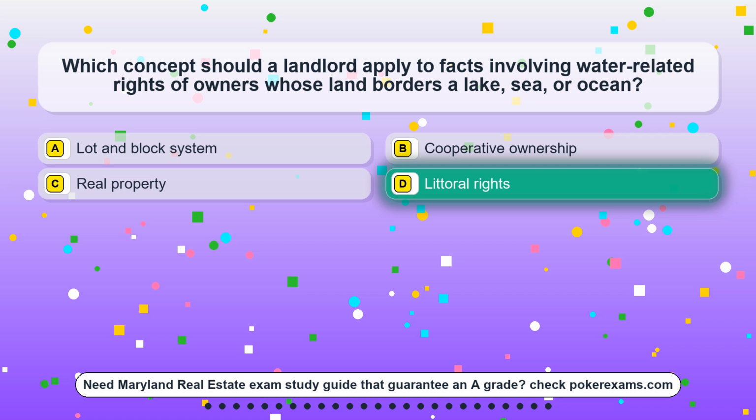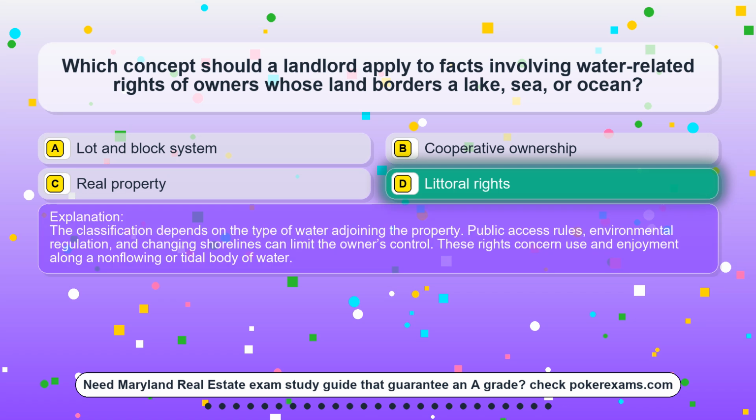The correct answer is option D, literal rights. The classification depends on the type of water adjoining the property. Public access rules, environmental regulation, and changing shorelines can limit the owner's control. These rights concern use and enjoyment along a non-flowing or tidal body of water.